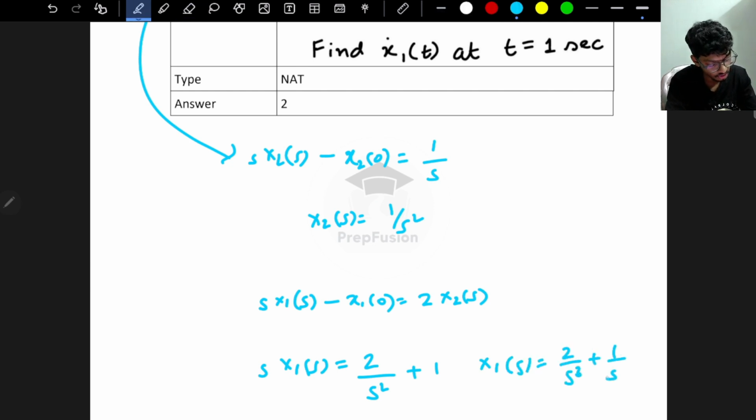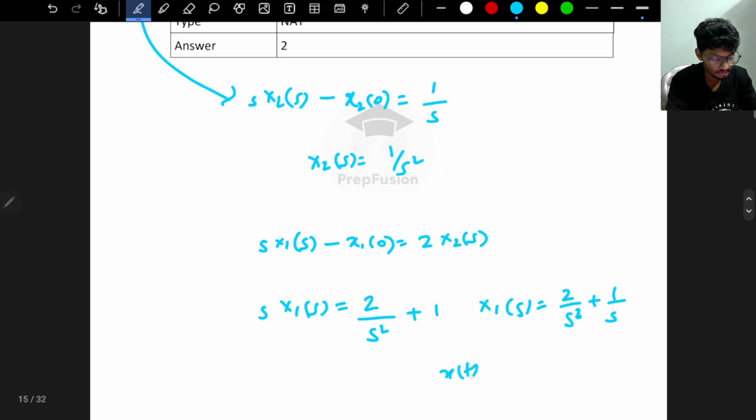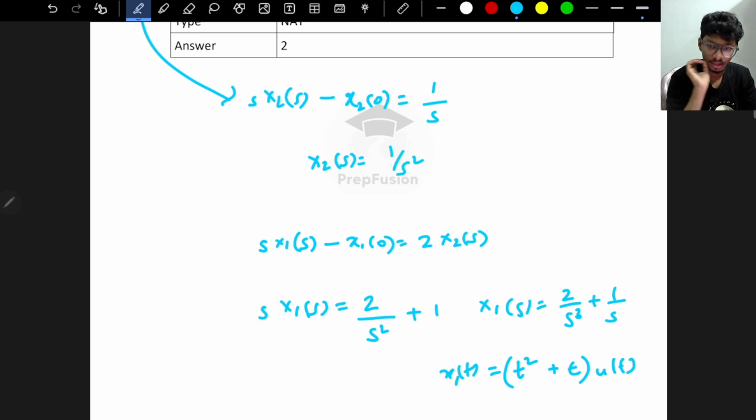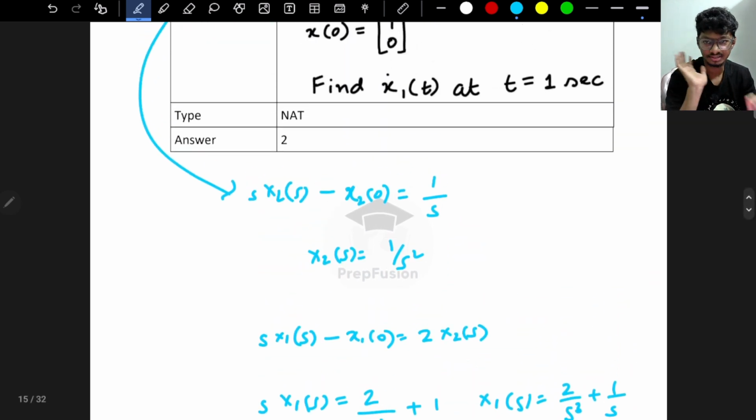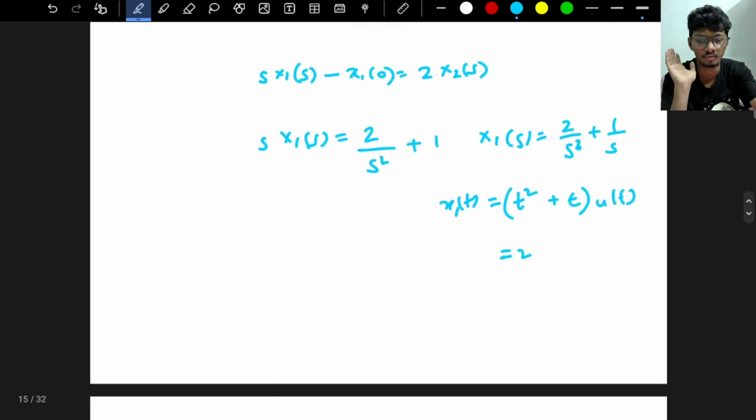Now if I take the Laplace inverse, there is a standard formula, a standard relation. I hope you remember. There is one formula: 1 by s raised to power n plus 1 corresponds to t raised to power n by n factorial, in the Laplace transformation. This will come out to be t square, and this will come out to be t into u of t. Okay, now you put t equals 1, this will come out to be 2. So without any state space knowledge, I simply solved it. Okay, so this is how you solve it. You don't have to go into state space, no need to go to that.